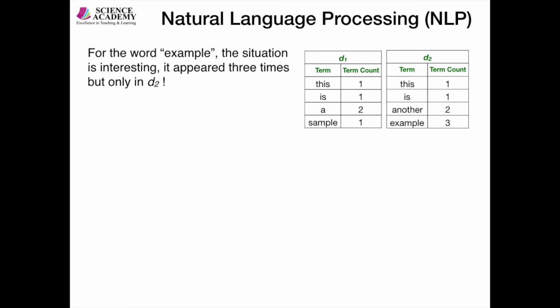On the other hand, if we consider the word example, the situation is interesting. It appeared 3 times, but only in document D2. Let's compute the term frequency for example in both documents D1 and D2. For D1, we don't have the term example, so the term frequency will be 0. For D2, example has a count of 3, and we get 0.429 as the term frequency for the word example in document D2.